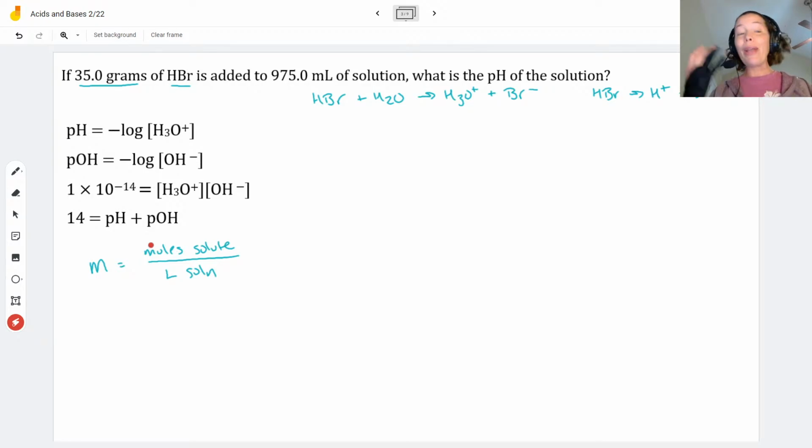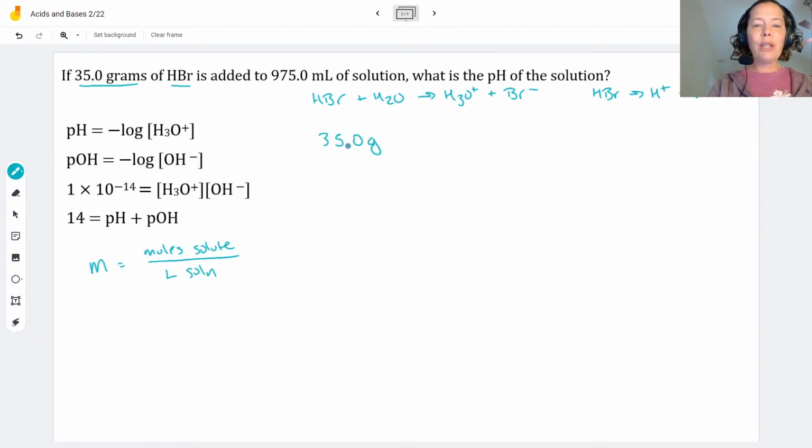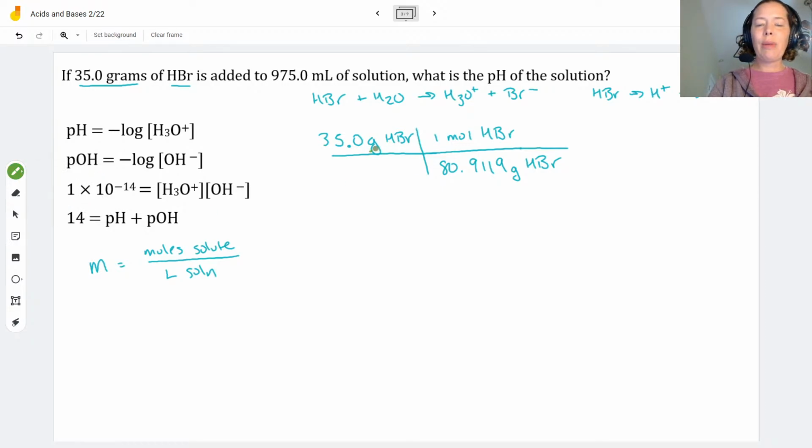Okay, so where was I? Oh yes, I'm converting grams into moles. So I have 35 grams of hydrobromic acid. And let's go ahead and get that into moles. So that's 80.991. This is just the molar mass. I already have it written out for myself, so I don't have to calculate it. Okay, so notice, of course, that my grams of hydrobromic acid cancel, and I'm left with moles of hydrobromic acid.